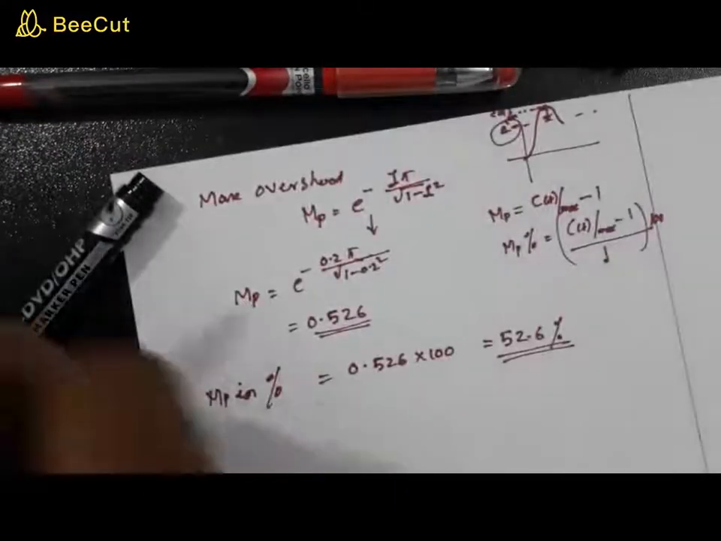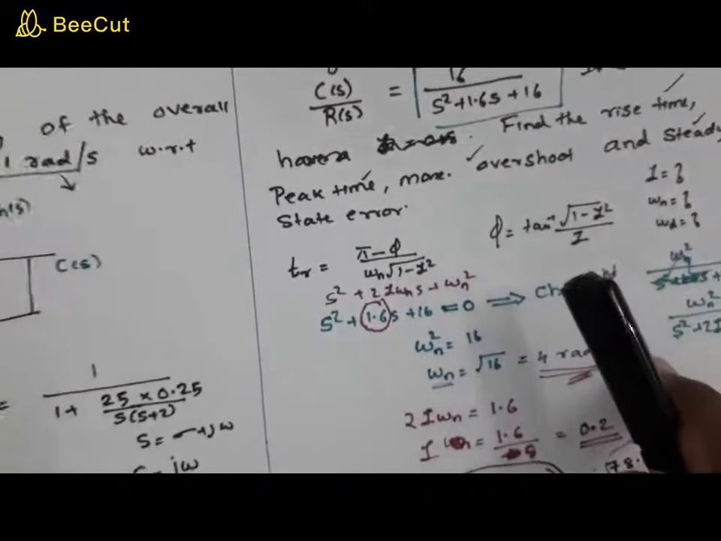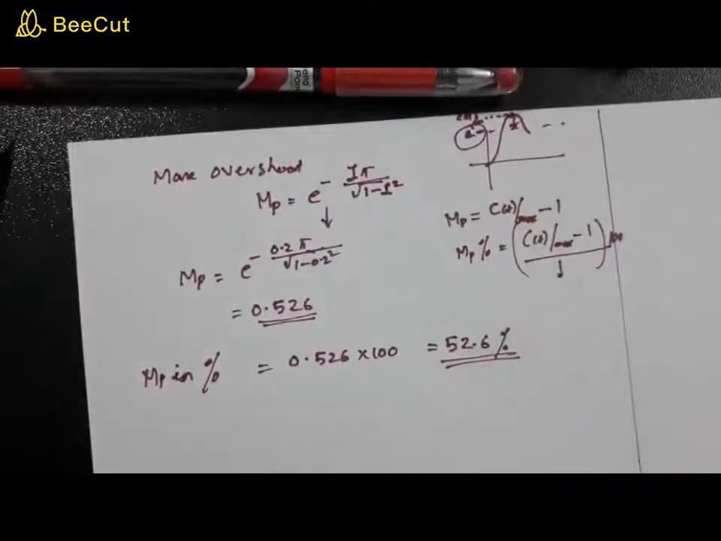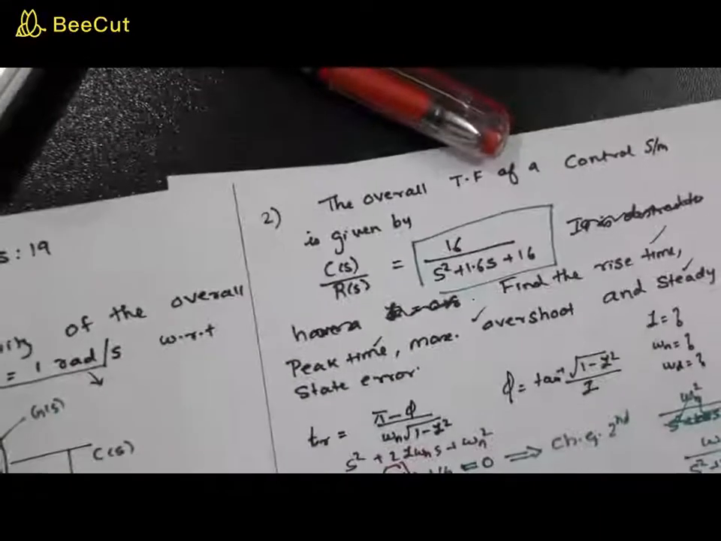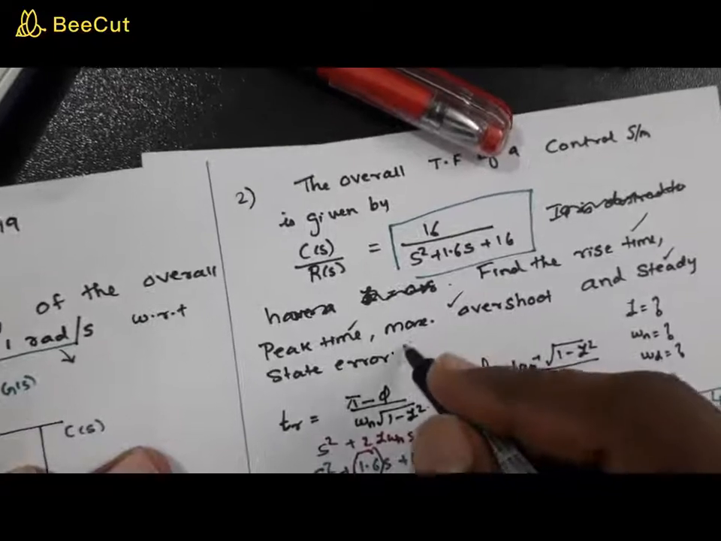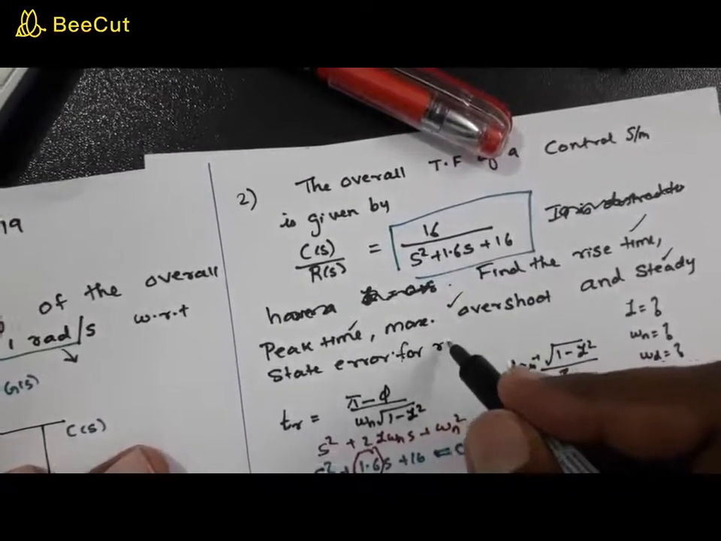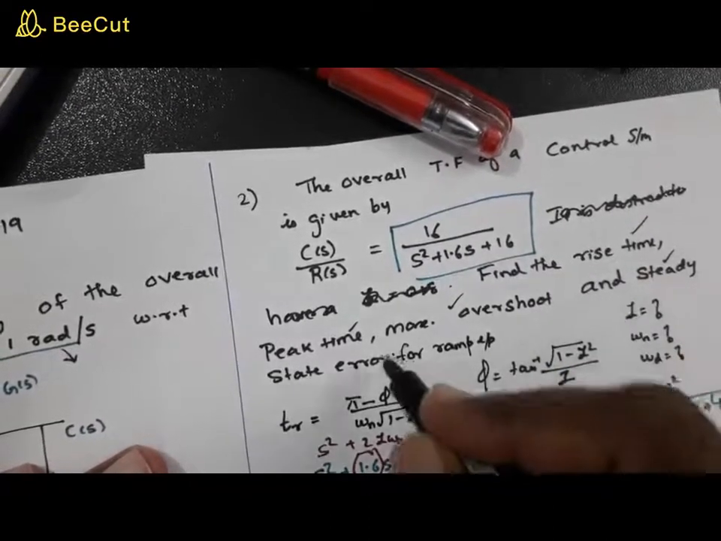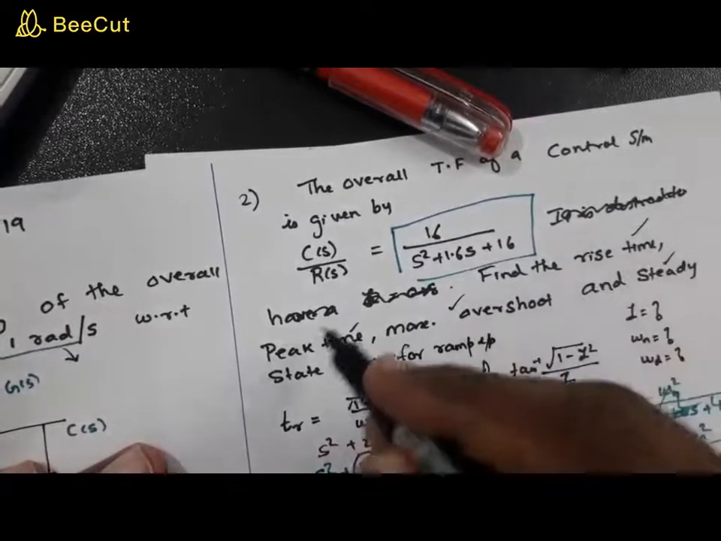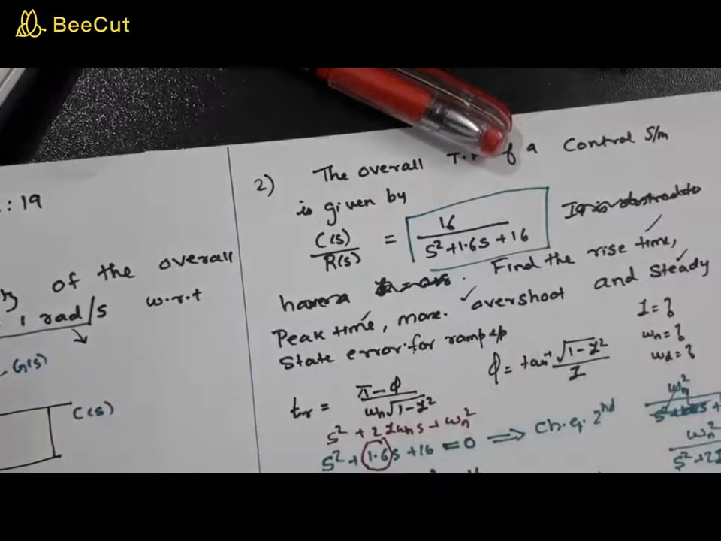Now what is the next thing that is to be found out? The next thing is to find out the steady state error. Okay, now how will you evaluate the steady state error? Now the last part is the steady state error. There is an addition to this question: steady state error for the ramp input. So this is just the rise time, peak time, and maximum overshoot. From the transfer function you will be able to get this.